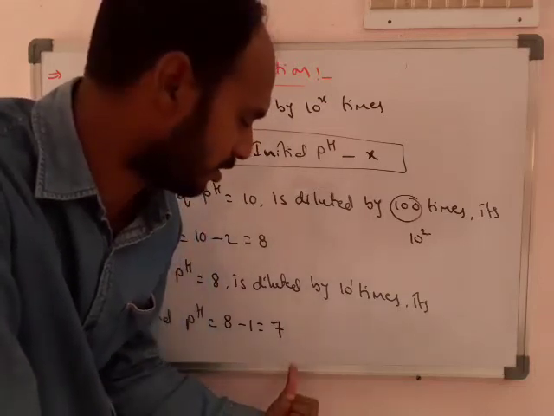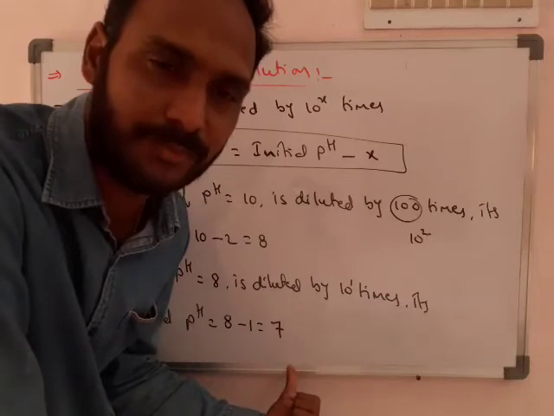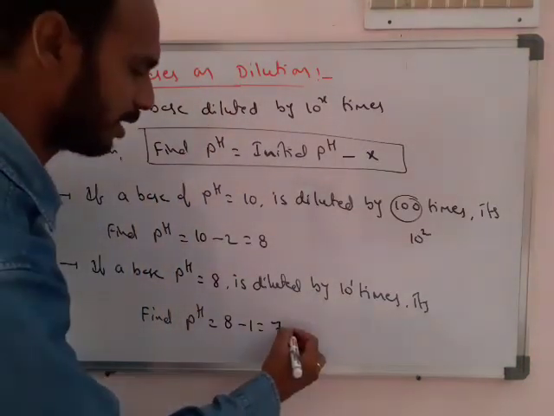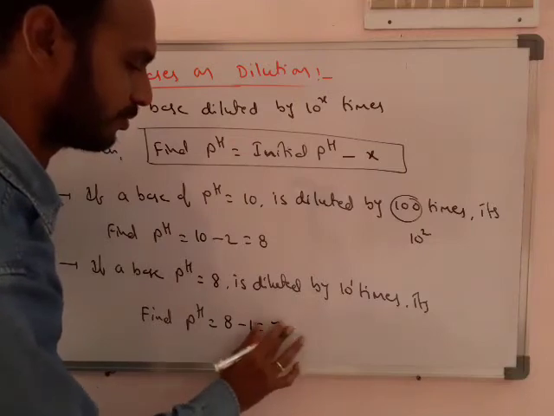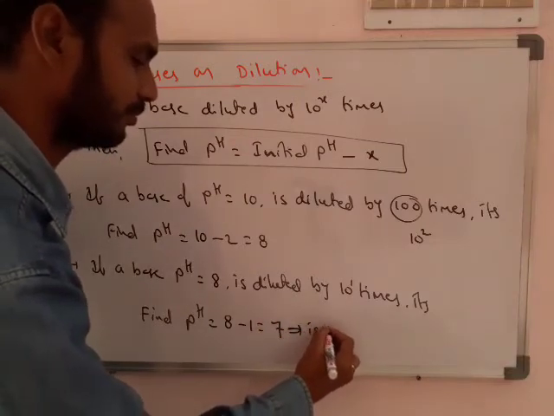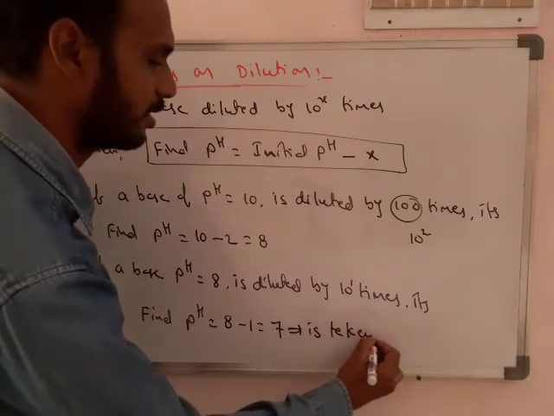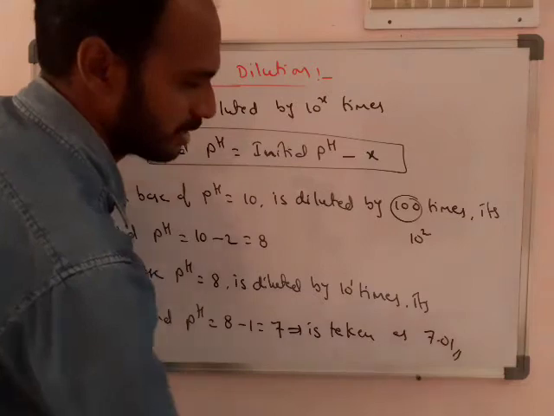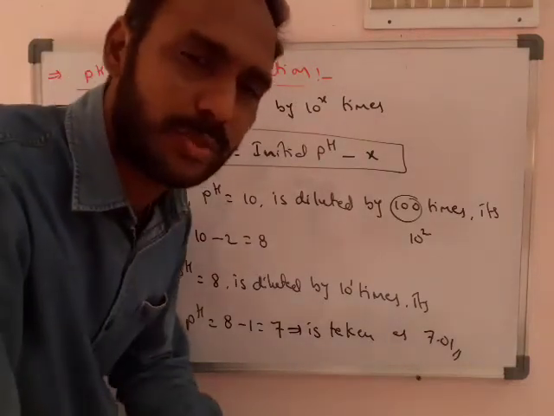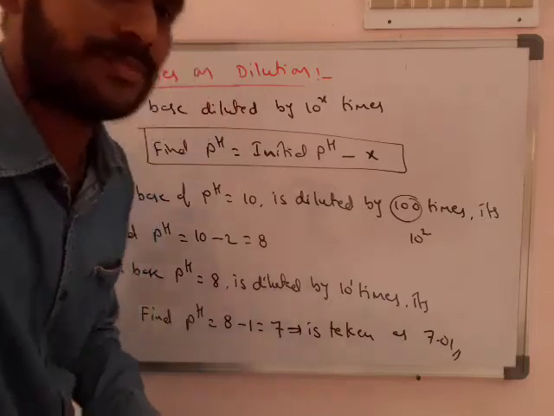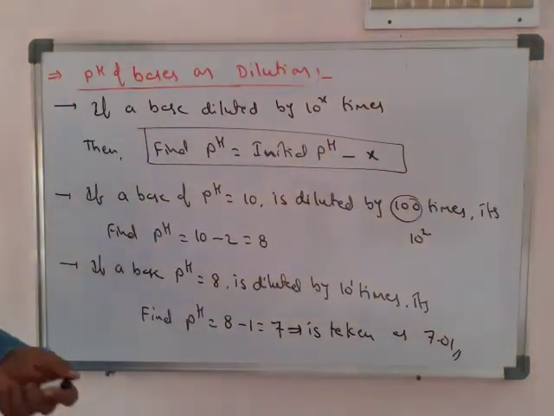So if the formula gives us 7, we can't take it as 7, because that would be neutral. When this happens, we have to take it as 7.01, because 7.01 indicates a base solution. Okay, so this is the dilution of bases.